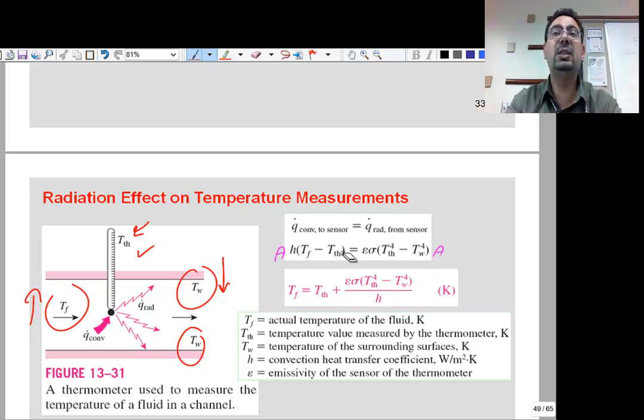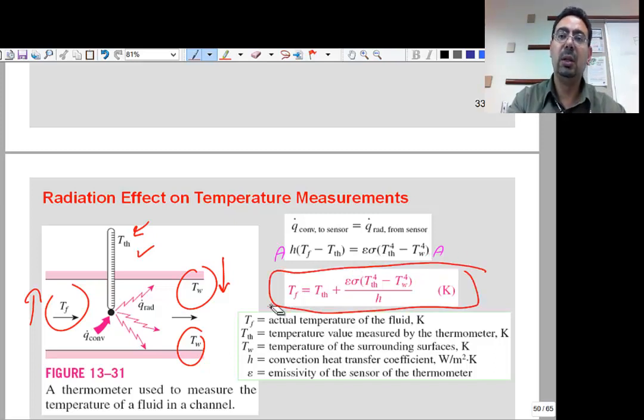So at steady state, this should be equal to this. So mark this equation in your textbook. This is what really matters. It's the formula for calculating the TF from T thermometer, because T thermometer is what you are going to measure. This is what the reading would be, but this is what you're really trying to find out.